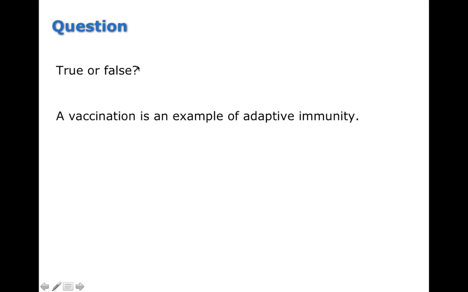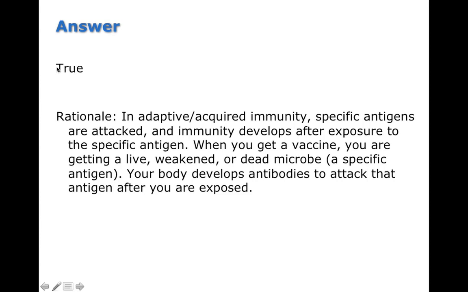Now, question here, true or false? Vaccination is an example of adaptive immunity. This is true, right? We talked about how vaccines contain antigens, and those antigens can prime your adaptive immune response to develop the appropriate cells against those antigens, and then they can form memory cells, which can activate if you're ever exposed to that antigen again.